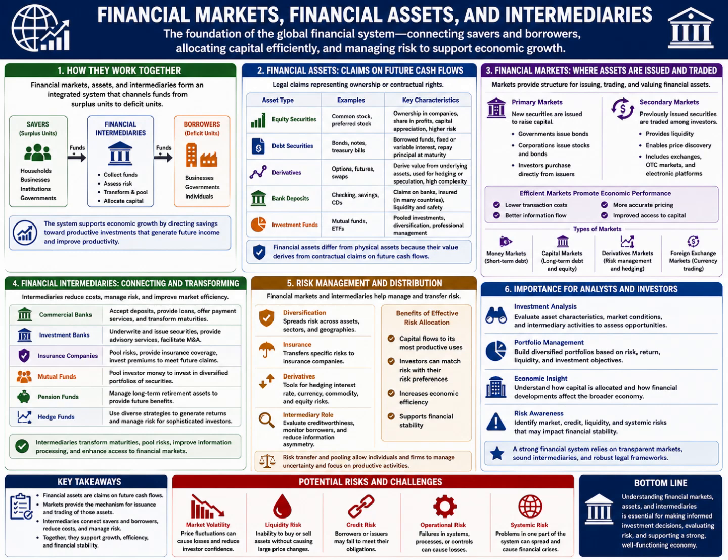Financial assets are legal claims representing ownership rights or contractual obligations. Common examples include equities, bonds, derivatives, bank deposits, and investment fund shares. Equity securities provide ownership interests in corporations and allow shareholders to participate in profits and potential capital appreciation. Debt securities represent borrowed funds that obligate issuers to make interest and principal payments.